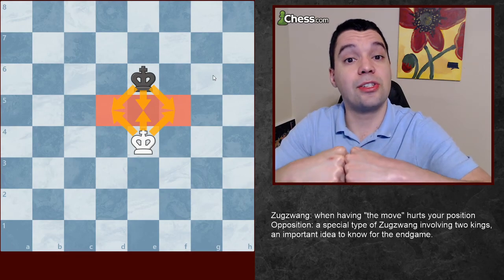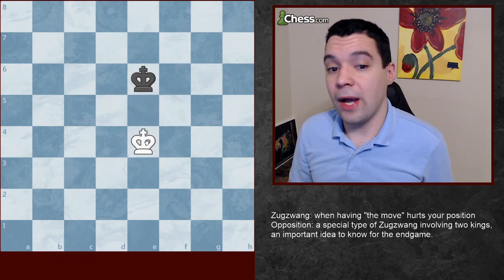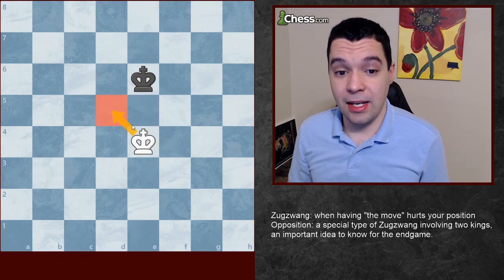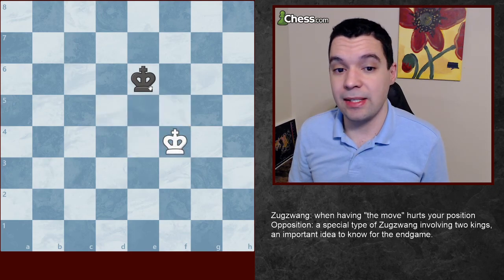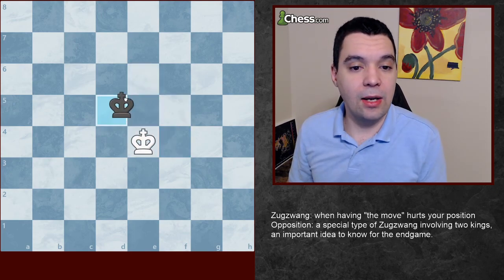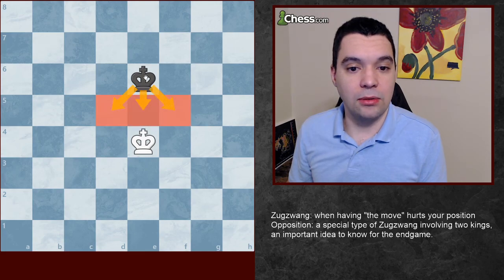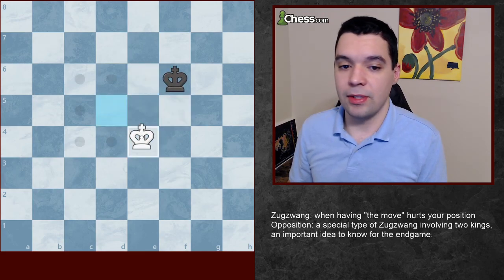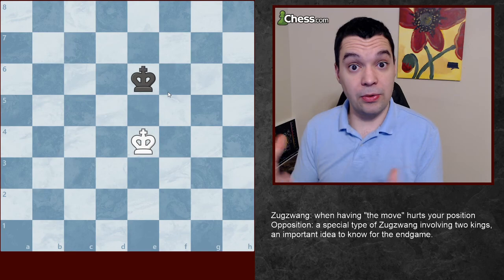And so this is Zugzwang in the sense that white doesn't want to have to move and give up the 3 squares he's controlling because that might let black through. And likewise, black doesn't want to move because then it'll let white through. This is maybe mutual Zugzwang. Both sides are in Zugzwang.